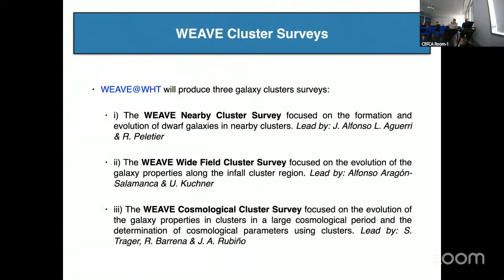Basically, the WEAVE cluster surveys are divided into three main surveys. One related with the very nearby universe, focused basically on the formation and evolution of dwarf galaxies in nearby galaxy clusters. Then we have the WEAVE wide field survey, focused on the evolution of the galaxy properties in the infall region of the galaxy cluster, and the WEAVE cosmological cluster survey that will be focused on the evolution of the galaxy properties in the core region of the cluster over a large cosmological period, from redshift 0 until redshift 0.5.